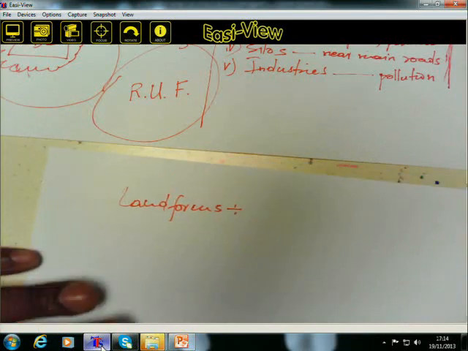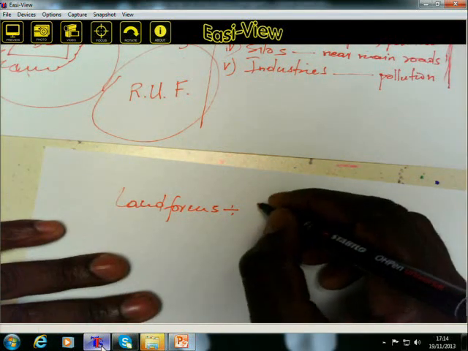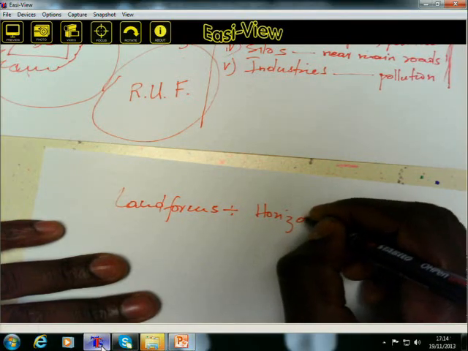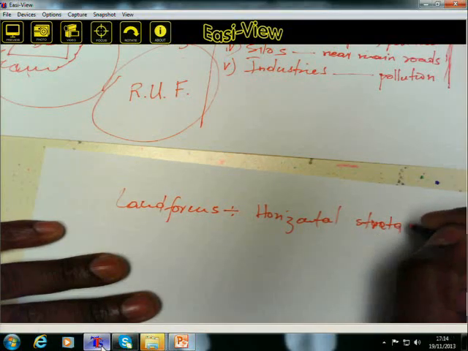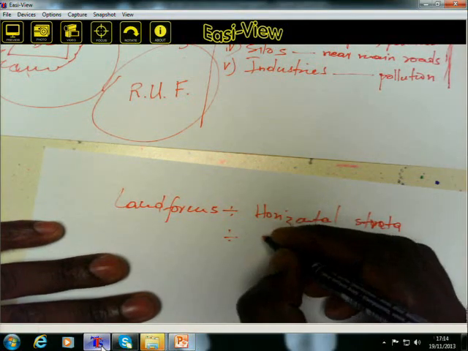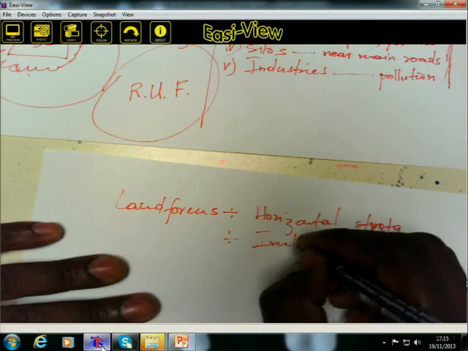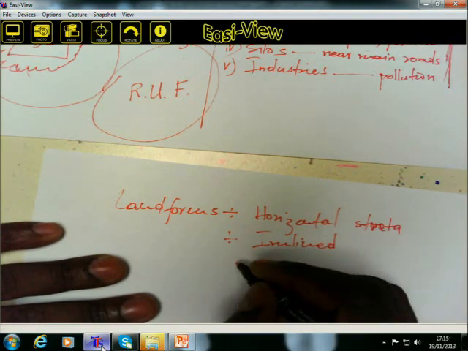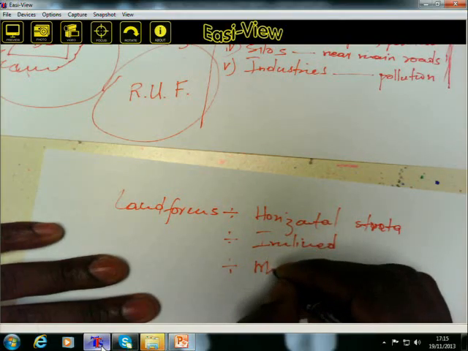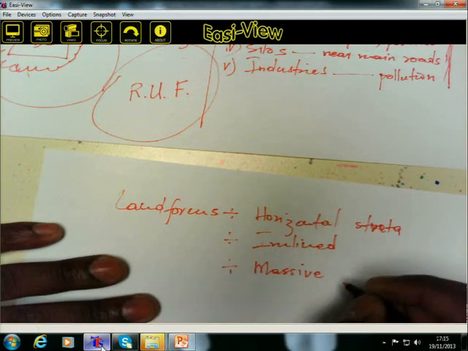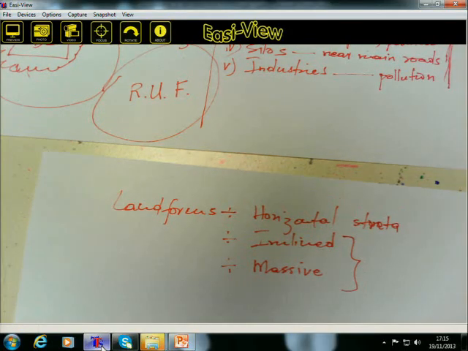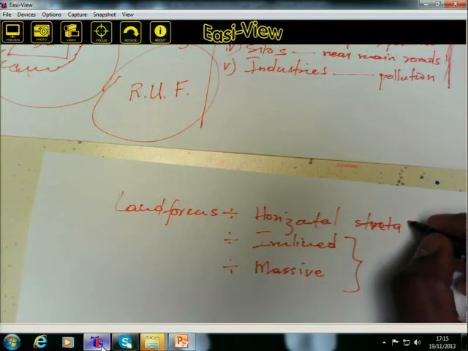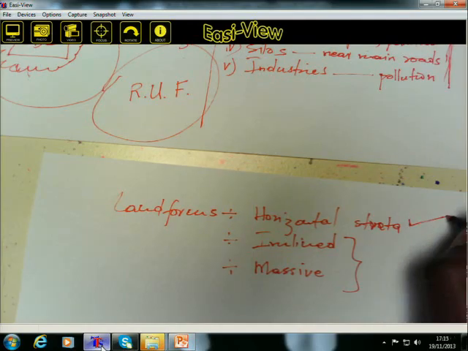Remember, under landforms we've got 3 types. Landforms associated with horizontal strata, landforms associated with inclined strata, and then landforms associated with massive igneous rocks. Normally these two, inclined and massive igneous rocks, we don't get them easy on paper 2, but they normally focus on the landforms associated with horizontal strata.